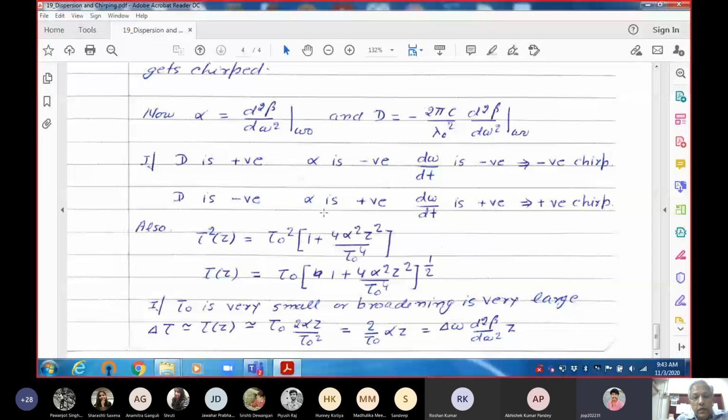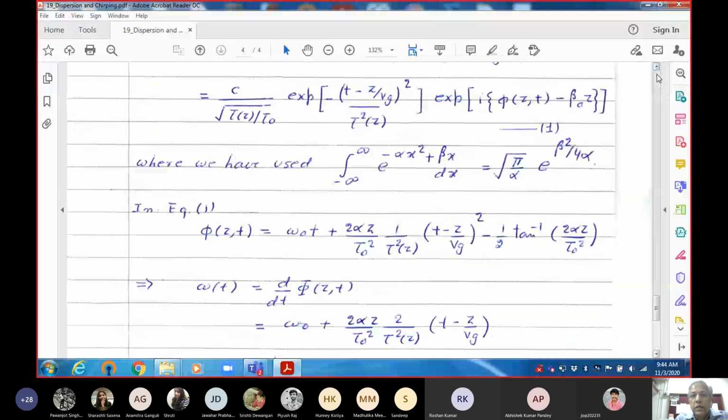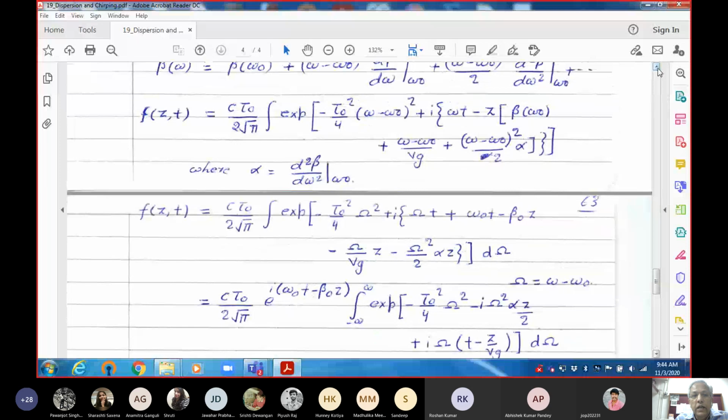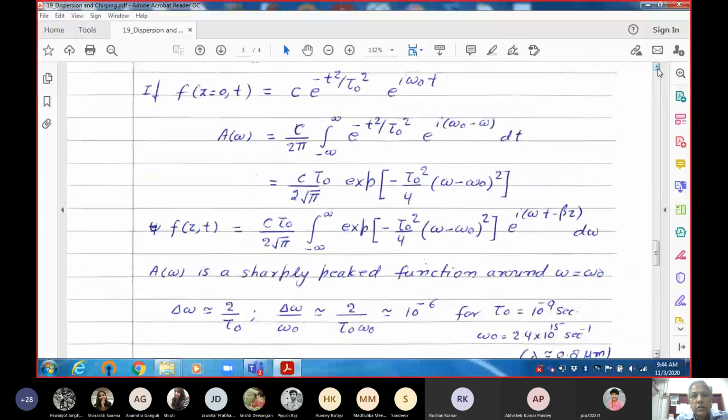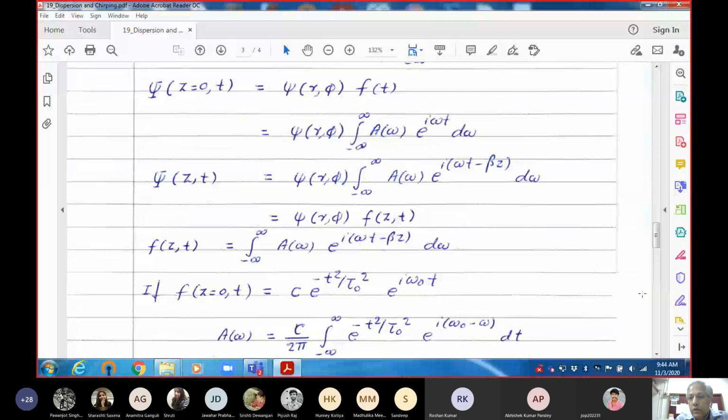So tau square z is given by this, and tau is the pulse width of a Gaussian pulse whose initial pulse width was tau naught. Now after traveling a distance z, this would be broadened to this. And let me point out that the first derivative of beta with respect to omega is responsible for the delay of the pulse. That is the group velocity, right? So where that expression is, let me come here.